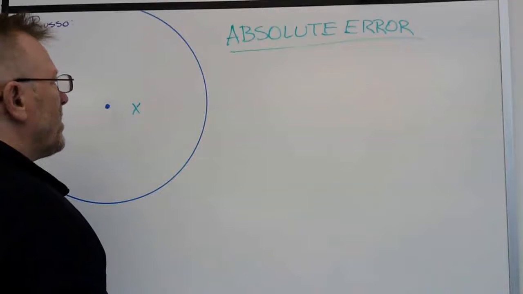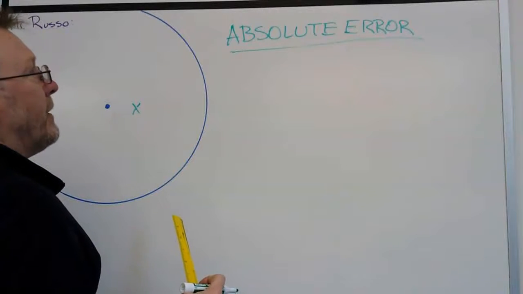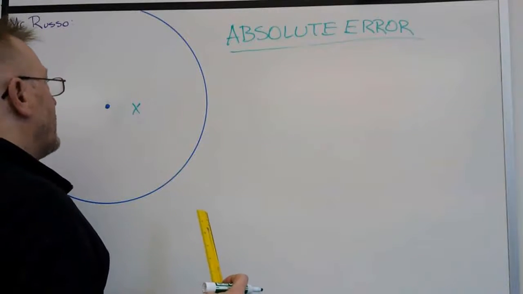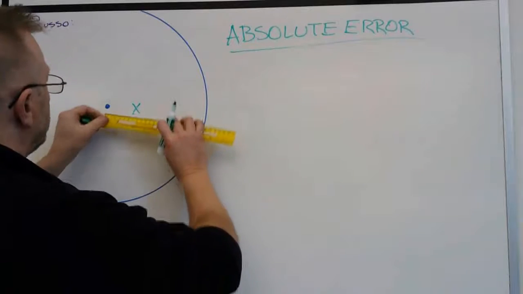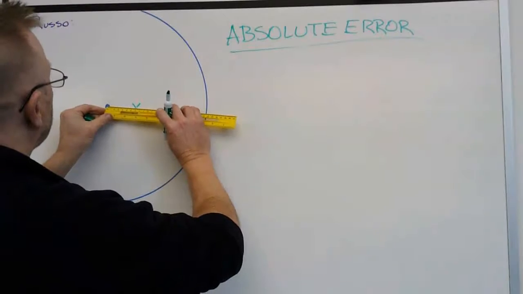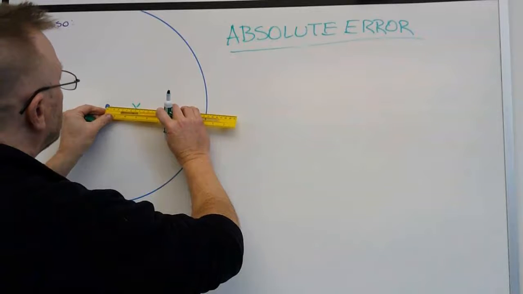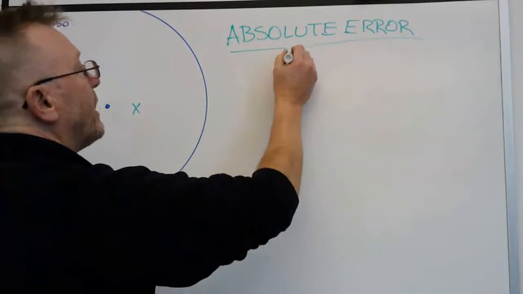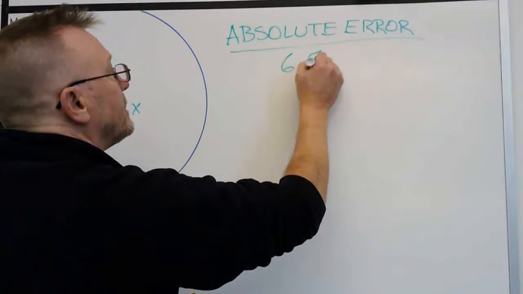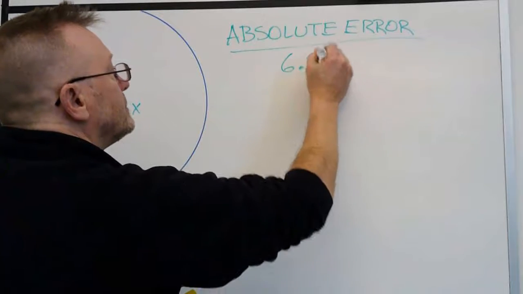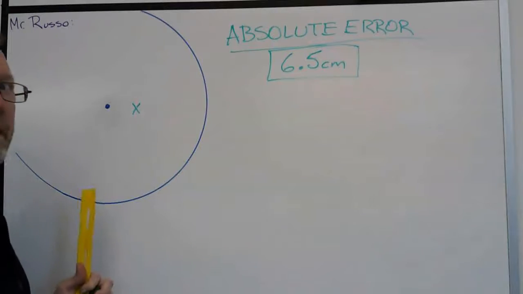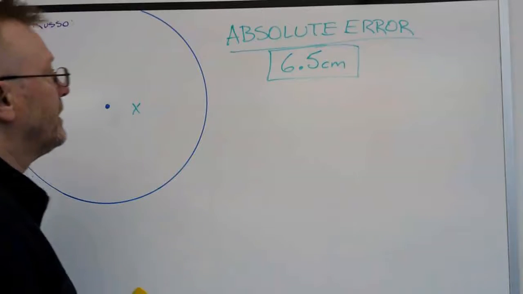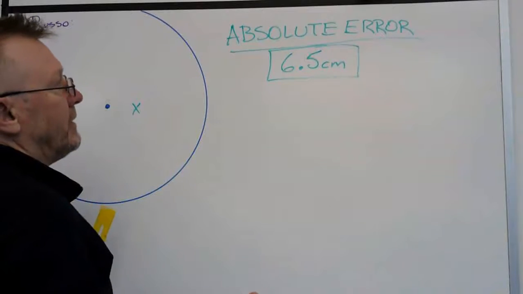All right, so what is my absolute error? My absolute error is I missed the target by how much? I take my calibrated stick, aka ruler, and I measure center to mark, and it's 6.5 centimeters. That's my answer. Just how far did I miss? That's absolute error. Right? So what's the relative error?